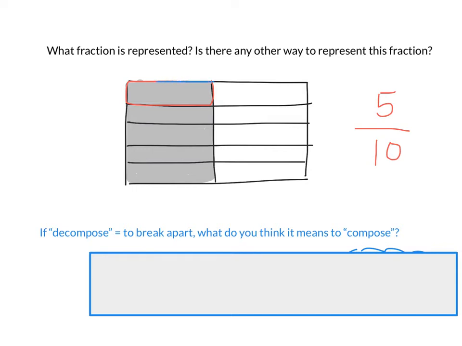Now, is there any other way to represent this fraction? What if I didn't think of it as tenths? What if I thought of this as one unit? How many units are there then? Everyone? How many units are there total? 2. And how many of the 2 are shaded in? 1. So we can say that this represents 1/2 or it represents 5 tenths. Do you guys agree? That means that 1/2 and 5 tenths are equivalent.